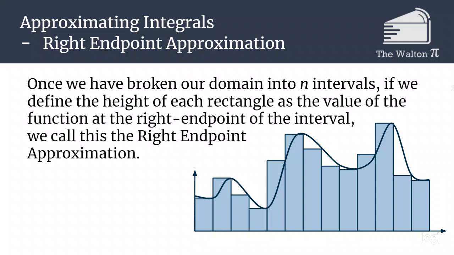So if we were to break our domain up into n intervals, so in this diagram there are 13, if we then define the height of each rectangle as the value of the function at the right endpoint of the interval, we call that the right endpoint approximation. We're not getting super creative with their names, but they are very self-explanatory. So in this diagram, each of these subintervals, the right endpoint of the subinterval is the height of the rectangle. So you can see that each rectangle in the top right corner intersects the graph, and so that's how we were figuring out the heights of these different rectangles.